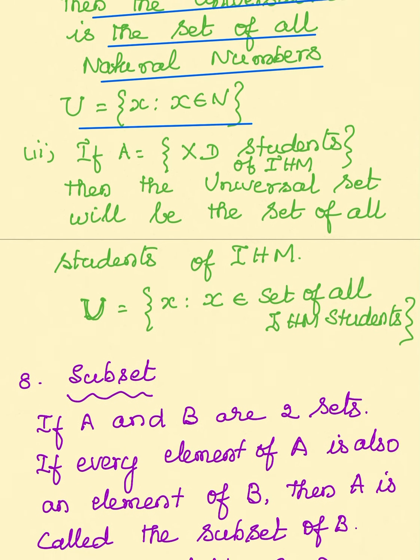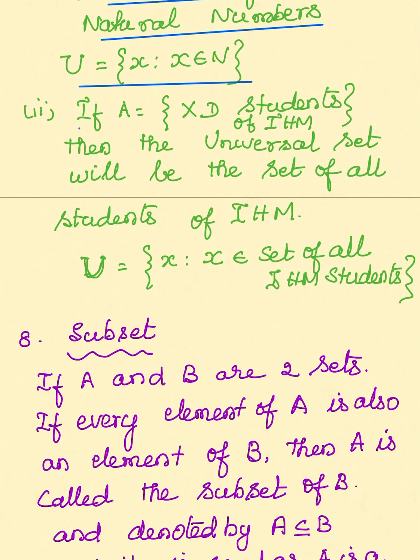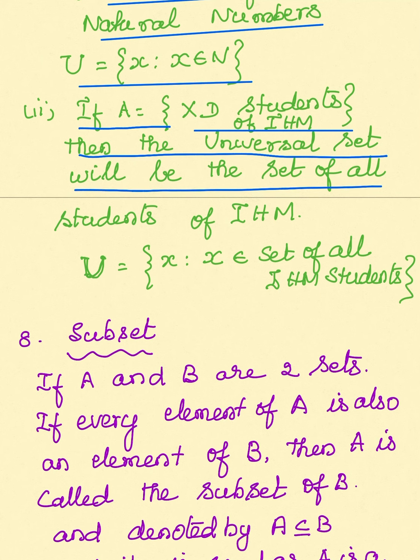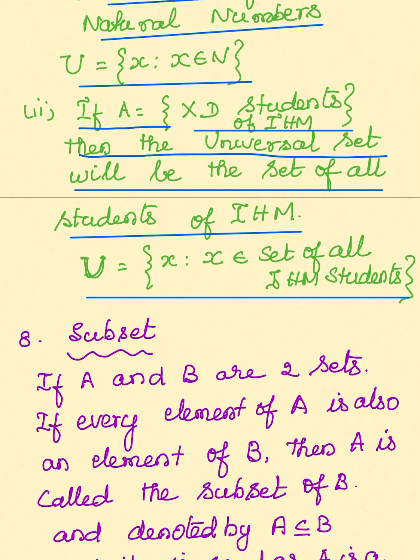Now we go into a realistic example. If I take A is equal to the students of 10th D of IHM school, then what will be my universal set? These 10th D students must come from a bigger set. What will be that biggest set? The universal set will be the set of all students of IHM. Only from the set of all students of IHM can I pick out the 10th D students. So the biggest set U is {x such that x is a student of IHM}. So U is the universal set. It is the biggest set.